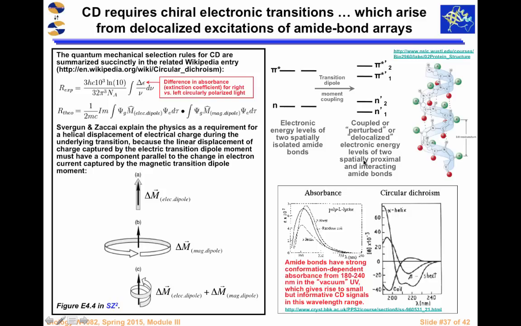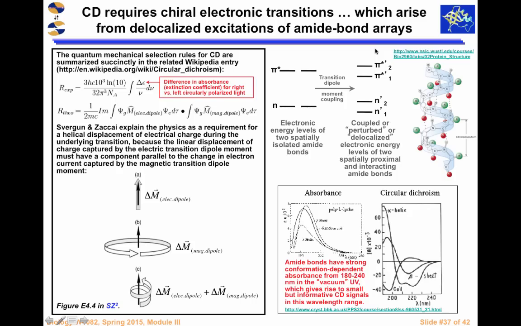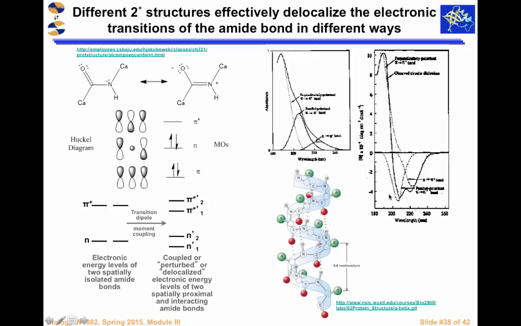Again, what do I want you to remember here? Transition dipole moment coupling produces delocalized molecular orbitals, point 1. Those have a chiral character that enables you to see circular dichroism, point 2.